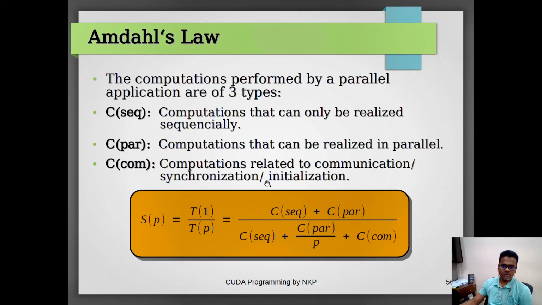And the speedup can be written in terms of all these parameters as sequential time upon parallel time, where the sequential time is decomposed as the sequential component plus the parallel component. In the denominator, we have the sequential portion, plus the parallel portion, plus the communication. You can see the parallel portion is divided by p, the number of computing resources, so accordingly the overall time is reduced. So speedup is simply represented by this formula.